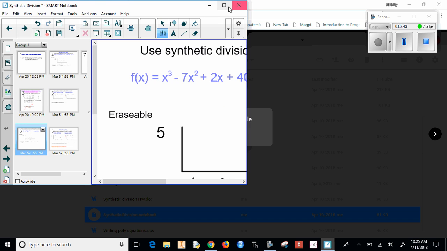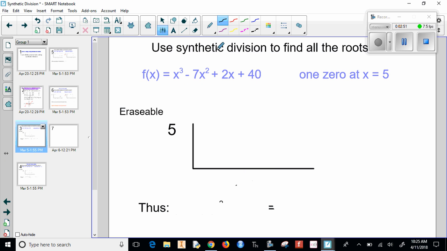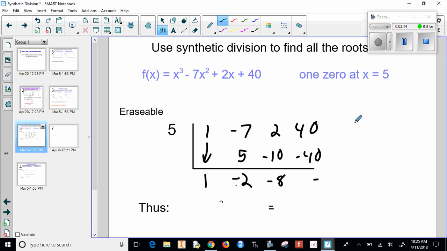All right, let's try another one. So we have this polynomial, and we are told that there's a 0 at 5. So I'm going to write in 1, -7, -2, and 40. The first thing we do is drop it down. This goes down to -2, -8, -40. So now I have x minus 5 times x squared minus 2x minus 8.